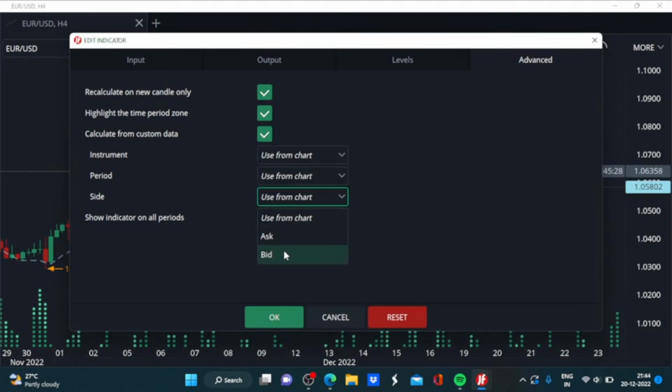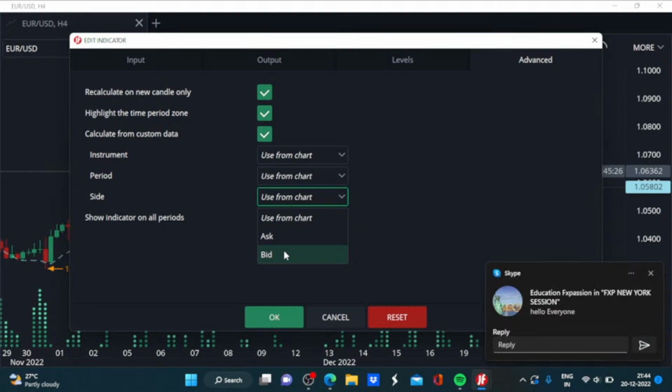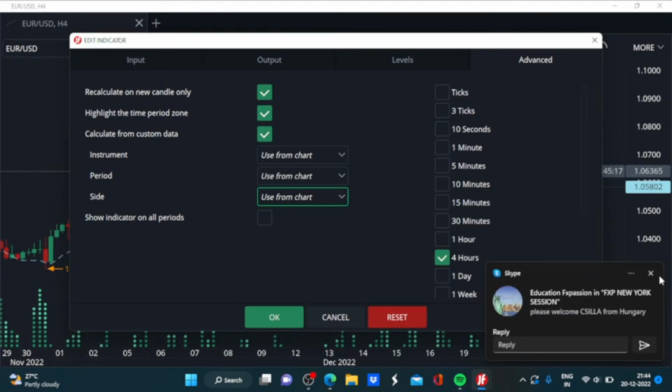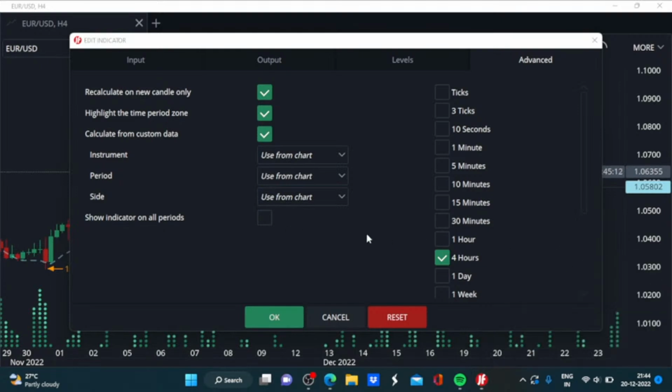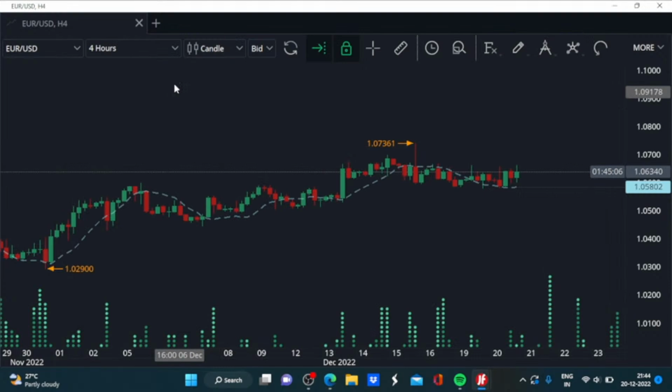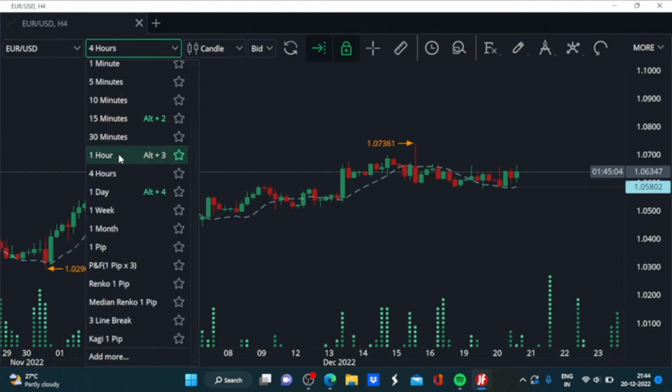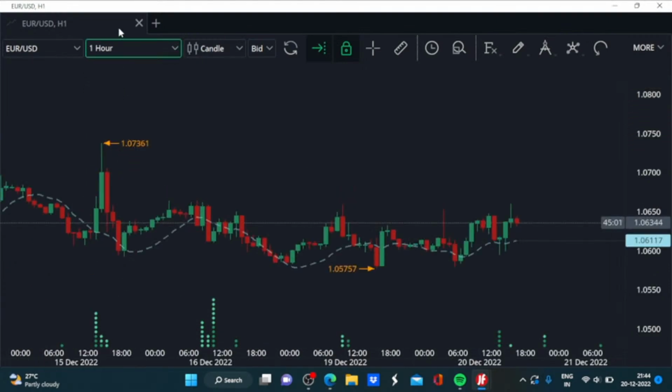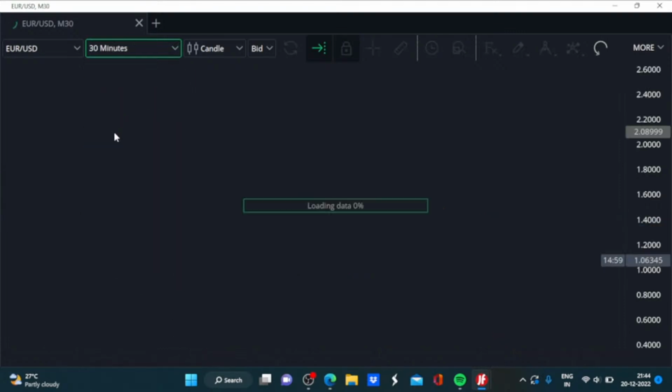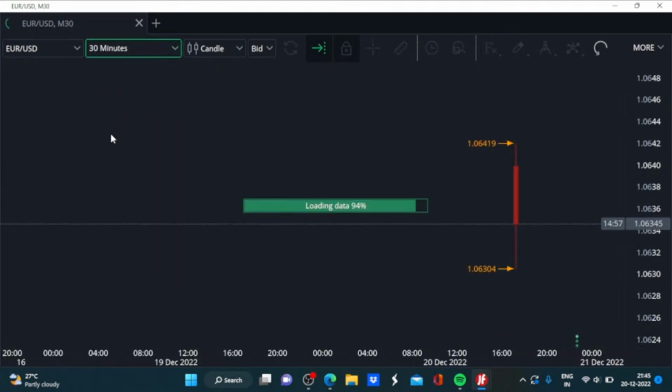The applied price can be ask or bid, and there will be slight difference depending on which side of the spread you are using. You can simply use it from the chart. If you want the indicator to be available on all the candle periods, you have this option. Else, you have to specify on which time frame this indicator should be available. Now that I have opted only 1 hour and 4 hour, only on hourly and 4 hourly chart this indicator is going to be available. But if I change to say, for example, 30 minutes, then this indicator won't be available.